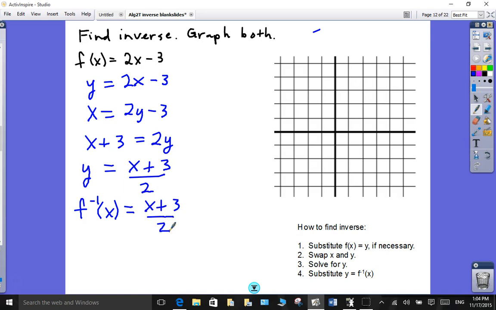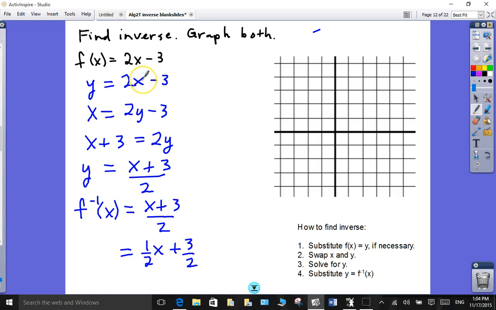Now for the purposes of graphing, because these are straight lines and I'm going to graph them like straight lines, I'm going to also write it like this: 1/2 x plus 3/2. So that's how you find an inverse, right? Four very concise steps. Now let's graph them.